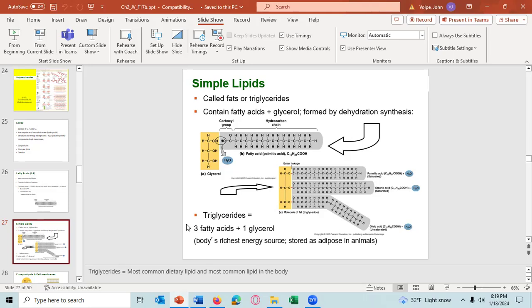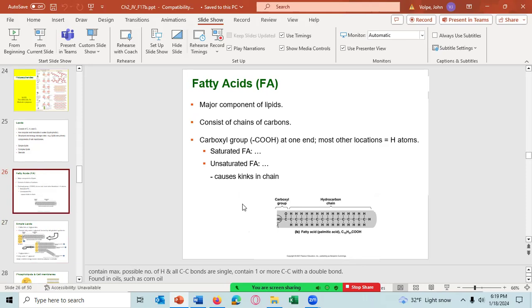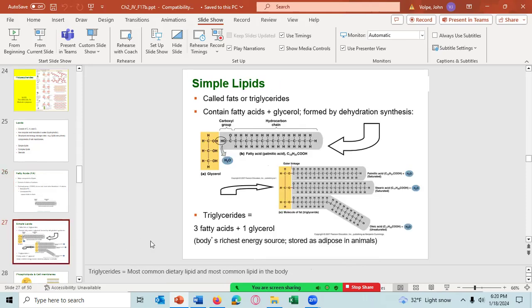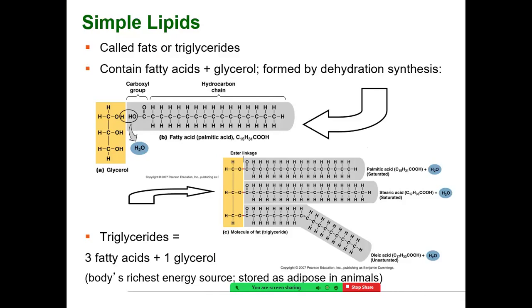Fats contain a fatty acid, which is shown here. I guess I never said that. That's a fatty acid. And one glycerol. So here's glycerol. It's this molecule here, the brown part here. And there's the fatty acid. The fatty acids can come together with glycerol to make a triglyceride. And a triglyceride just means three fatty acids, one, two, three, hooked to glycerol. And this is a triglyceride. Tri means three. And like I said, it's the most common fat in your body.